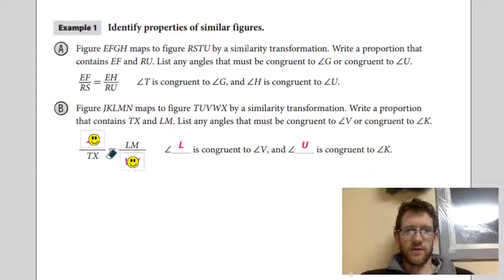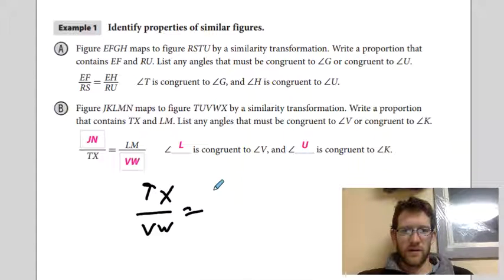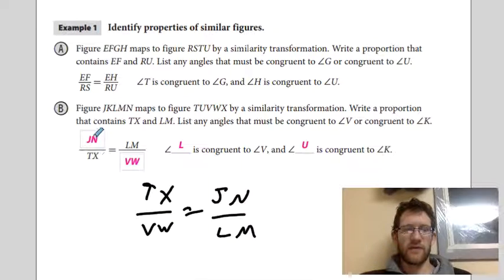And again, you can write this ratio differently, but for here, we'll figure theirs out. What corresponds with TX? TX, first and last letter, so that's JN. LM is the third and fourth letter, so that's VW. Again, we can write a slightly different version here using the ones from the same side. So we could say something like TX over VW equals JN over LM. This would be totally valid. And then, of course, the reciprocals of both of these would work as well.